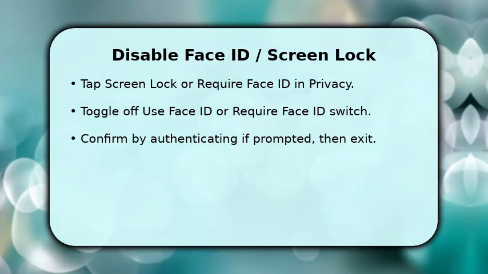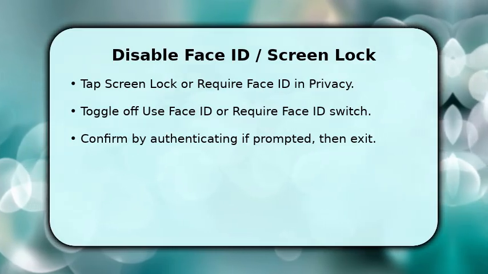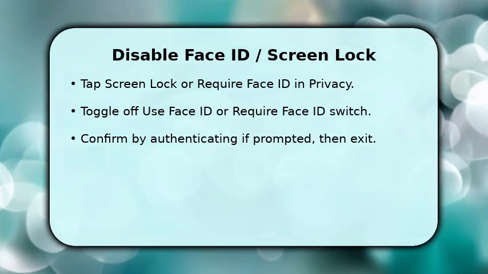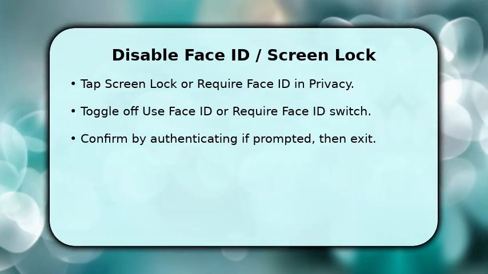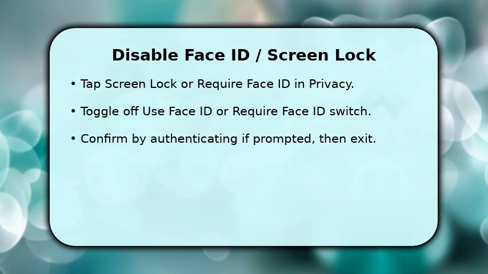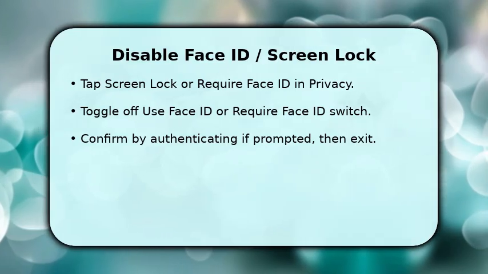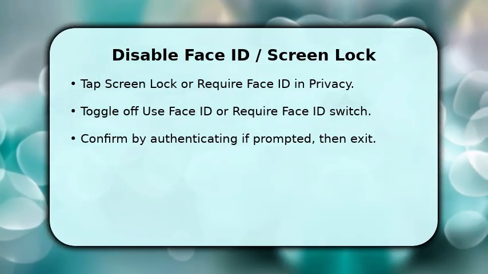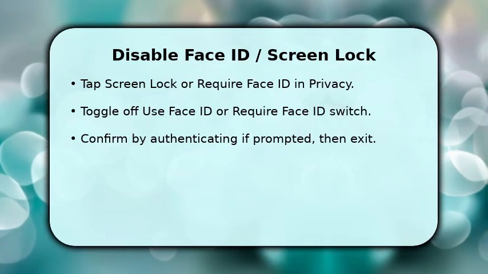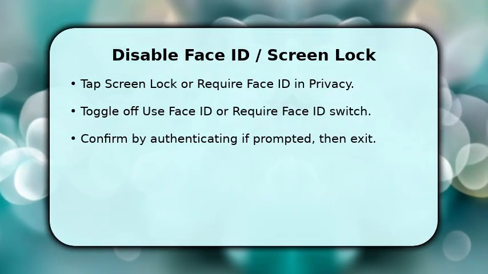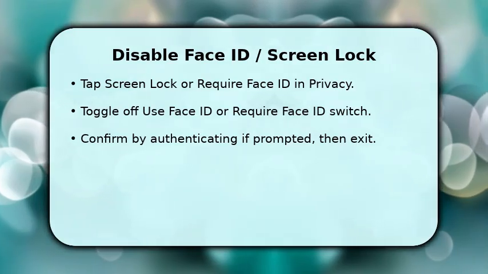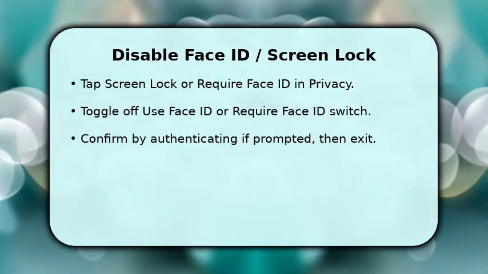If WhatsApp prompts for Face ID to confirm the change, authenticate once so the app accepts the new preference. Once the switch is off, WhatsApp will show that Screen Lock is disabled. Make sure you press back to save the change, and then exit Settings so the app uses the new behavior immediately. Finish by testing. Return to Chats, force close WhatsApp, then reopen and confirm it no longer requests Face ID.